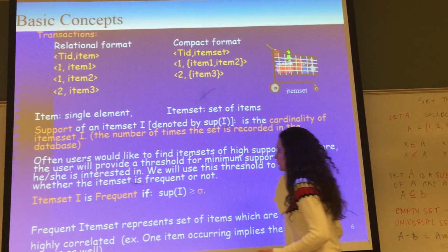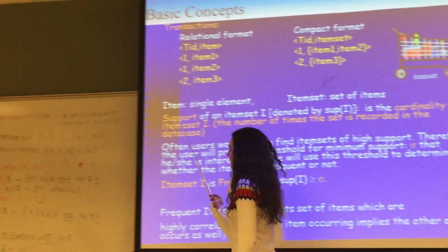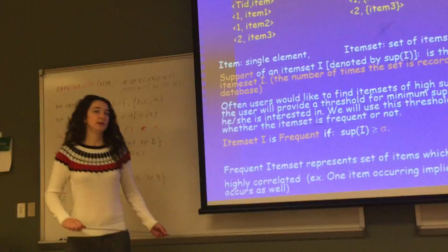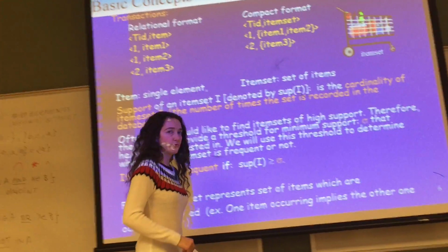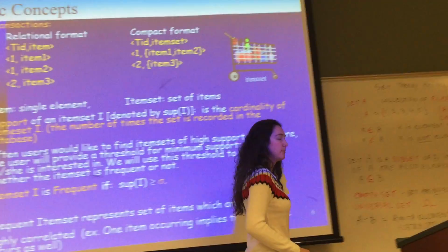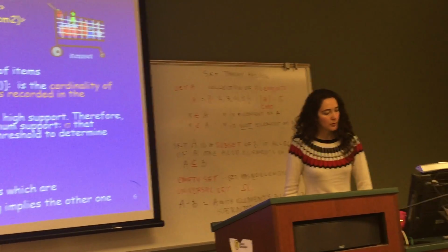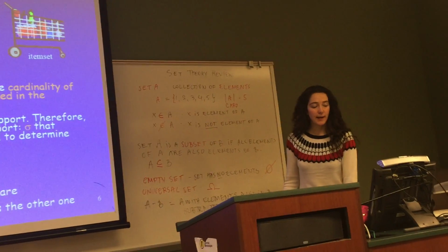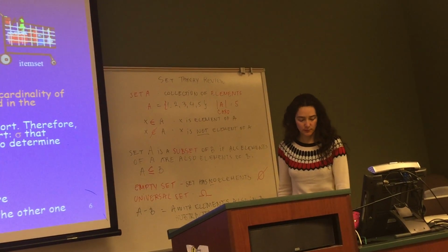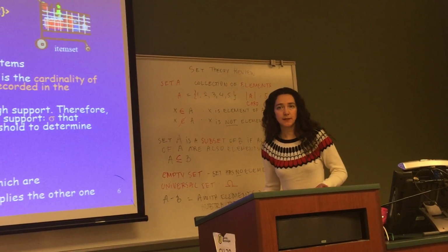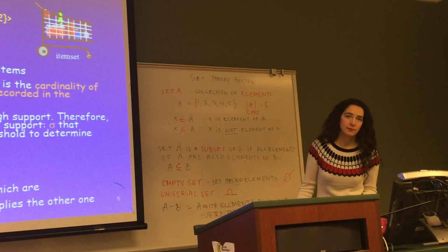So every time we generate a new item set, we will count the number of times that it happened in the data and record this number. That will be the support for that set. We usually want to find item sets with high support. This means these are happening very often. A lot of people are buying these things together.